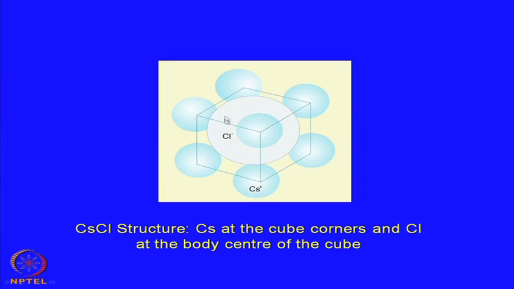Here the chlorine ion sits at the center of the cube, whereas the caesium ions are at the corners of the cube. So, both together form a kind of body centered cubic structure. At the center is a chlorine ion, and at the corners of the cube are caesium ions. So, it is different from the sodium chloride structure. Chemically they are the same, but structurally they are different, primarily because the ionic radii ratio is much different. So, with this we stop here.